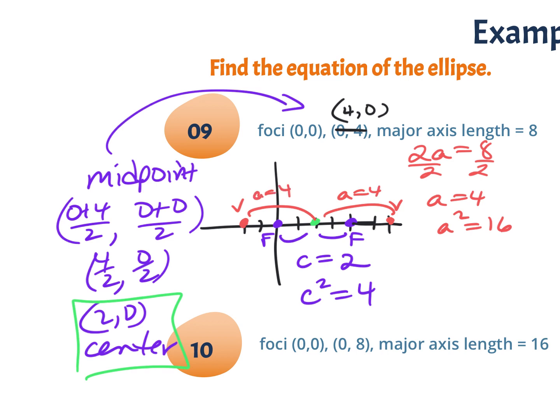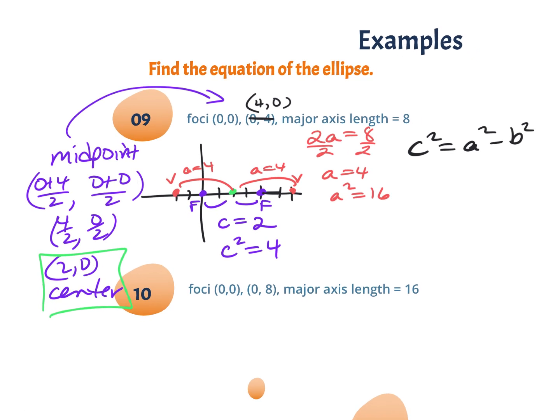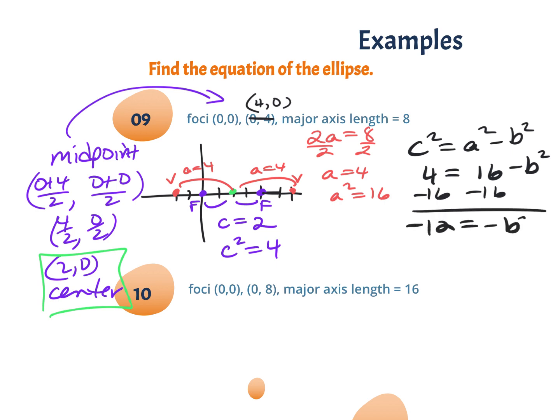Now, I need to find my B squared. So I'm going to use C squared equals A squared minus B squared. I have C squared, it's 4, so I can plug that in. And then I have A squared at 16, and I don't know B squared. Subtract 16. Negative 12 equals negative B squared. Divide. 12 is equal to B squared.